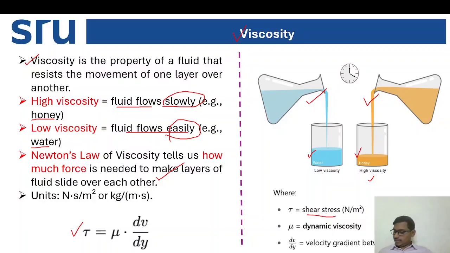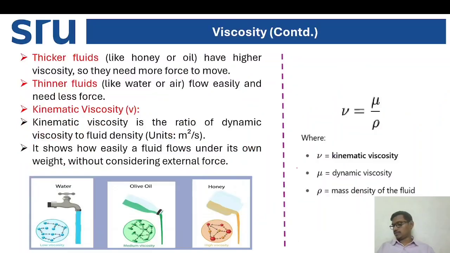Now du by dy is the velocity gradient between fluid layers. In a simple sense, honey always resists the flow, that is viscosity. Water will go in a flow. Now thicker fluids like honey or oil have higher viscosity, so they need more force to move. And thinner fluids like water or air flow easily and need less force.